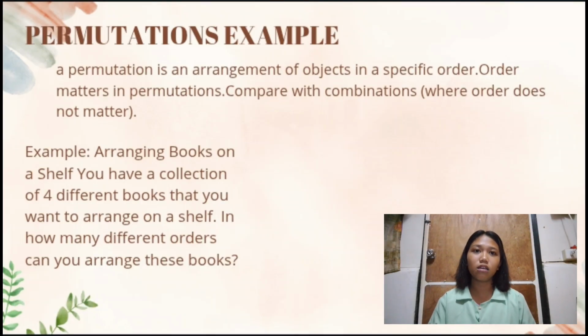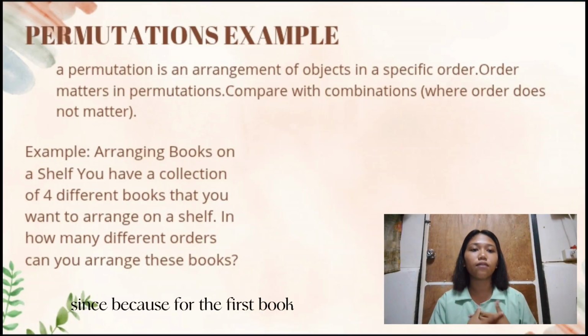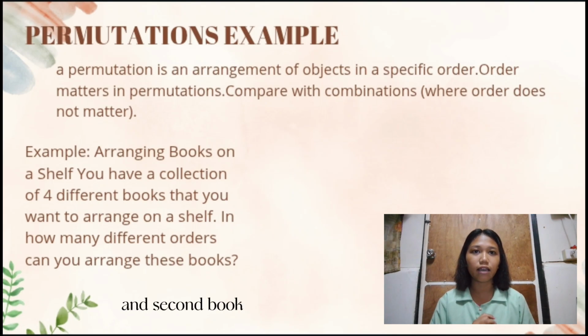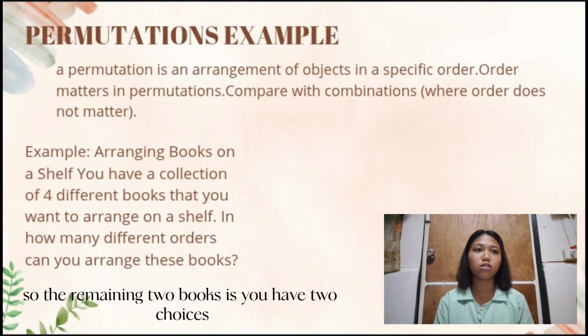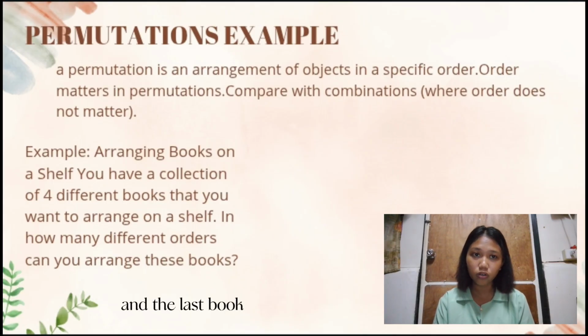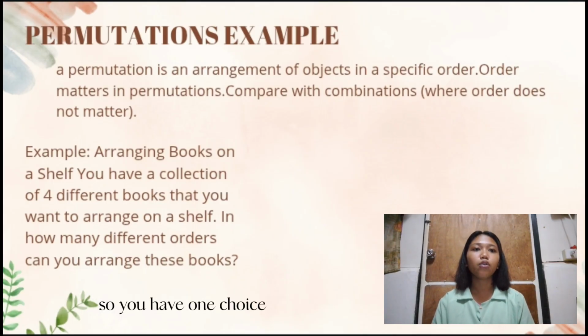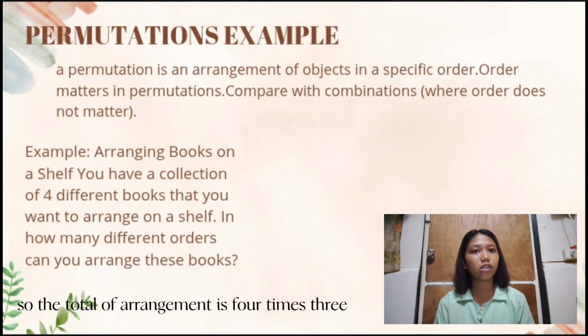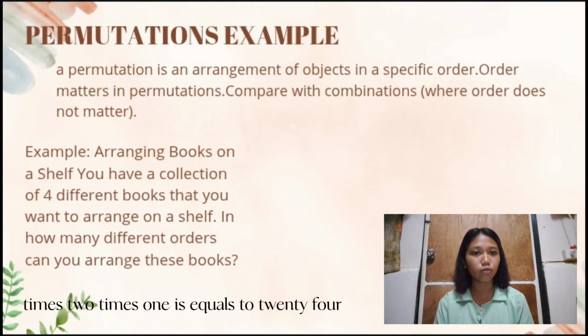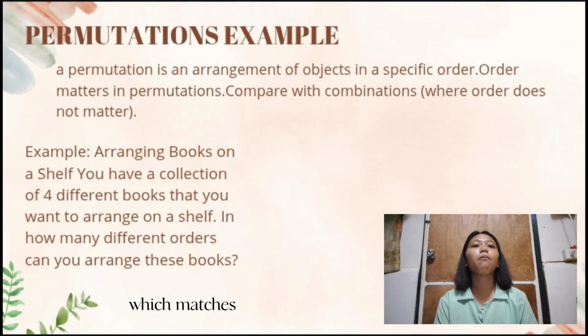This makes intuitive sense because for the first book you have 4 choices, and for the second book, with 3 books remaining, you have 3 choices. For the third book you have 2 choices, and the last remaining book gives you 1 choice. So the total number of arrangements is 4 times 3 times 2 times 1, which is equal to 24, which matches the result we obtained using the permutation formula.